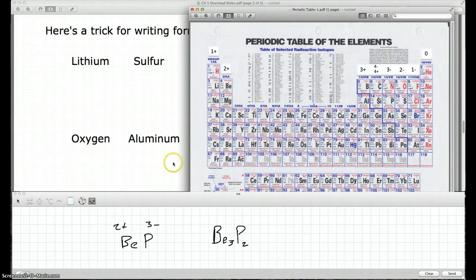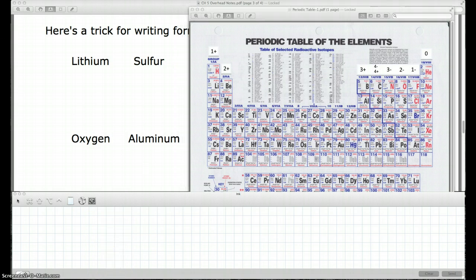Let's do a couple more examples here before I run out of time. I got kind of tricky on this one. Oxygen and aluminum. If we look, aluminum is the positive here, so I didn't give you these two in the correct order. So aluminum is a 3 plus. Oxygen is a 2 minus. When I do the switch, I end up with Al2O3.